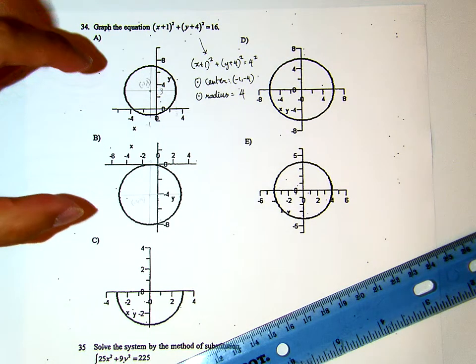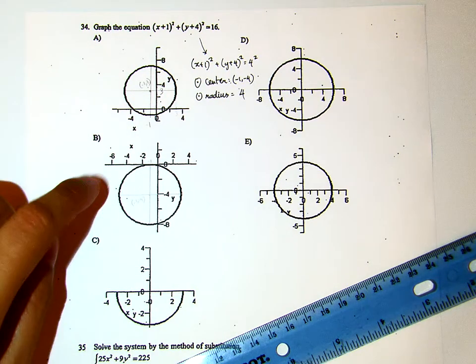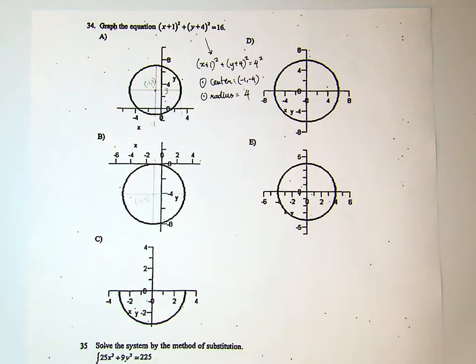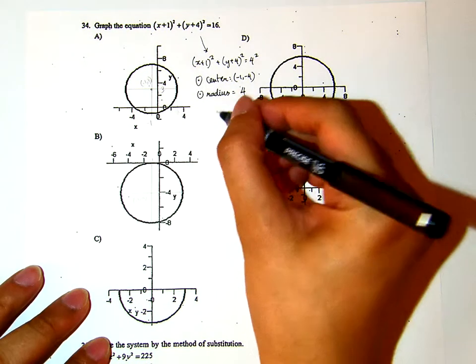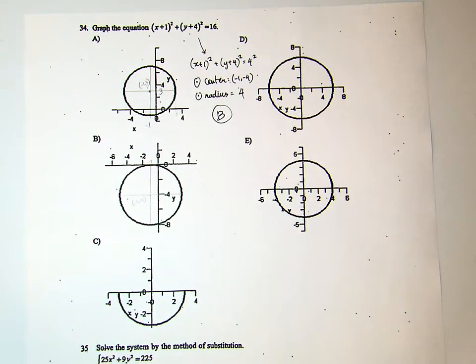So A and B both have the same radius 4, but the centers are different, and B is the one we want. So the answer here will be B. Now you have to memorize this equation though. This is the equation of a circle.